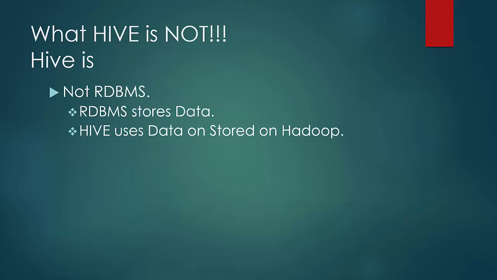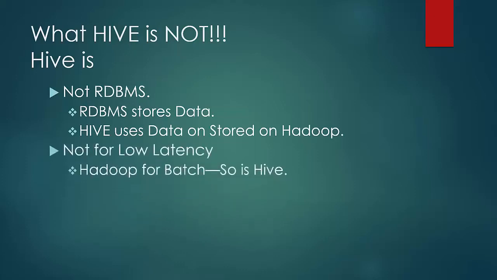RDBMS stores data, whereas Hive uses data which is already stored on Hadoop and does not store actual data. RDBMS supports both OLTP and OLAP transactions, whereas Hive is for online analytical processing. Hive is traditionally used for large-scale volumes. Hive is best suited for data warehouse applications where there is no need for real-time responses to the queries.